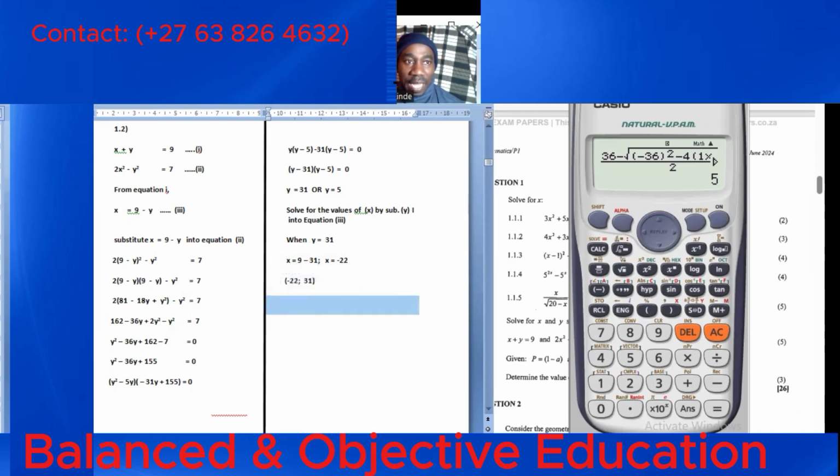Let's look at the value of X when Y equals 5. So we substitute Y into the same equation 3. So that means that X will be equal to 9 minus 5, which means that X equals 4. We can also write both values in the coordinate form like this, which means that X is 4 and Y is 5.